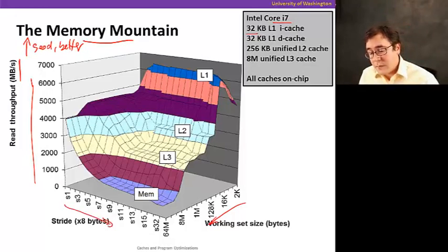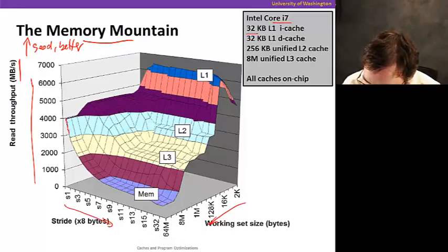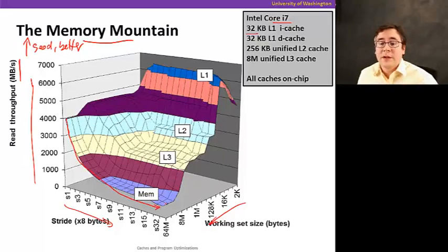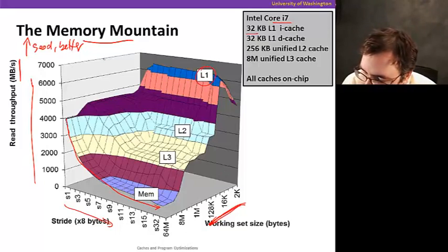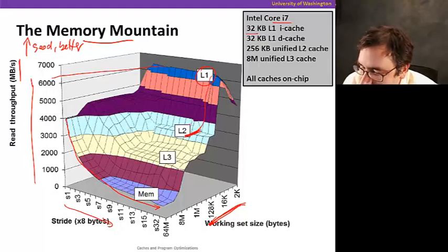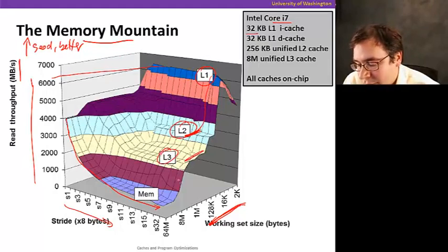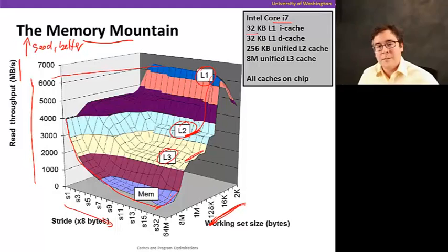First thing to note is, as you increase the stride size, there's a general drop in read throughput, because you're not taking as much advantage of spatial locality. The other thing is, if you increase the working set size, if it fits in the L1 cache, you have really high throughput. But then as it doesn't fit in the L1 cache, we drop to the next plateau, which is whatever fits in the L2. The next plateau is whatever fits in the L3. Whatever doesn't fit in the L3, you have to go to memory.